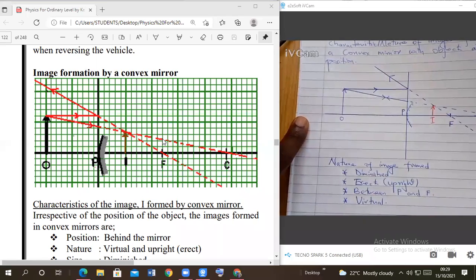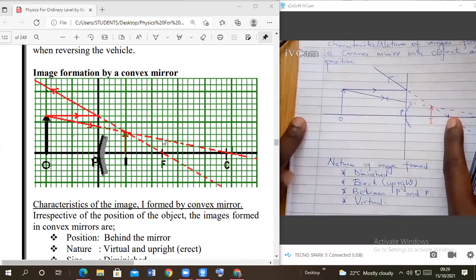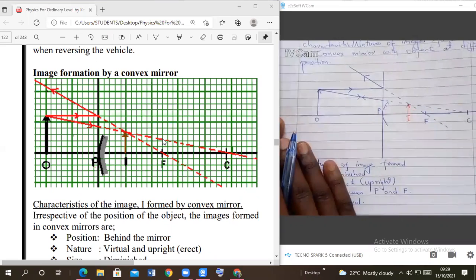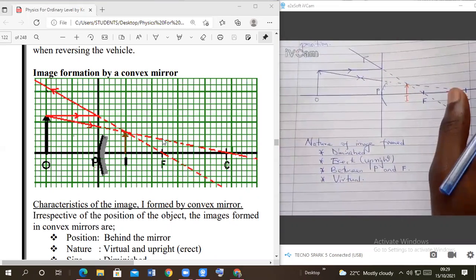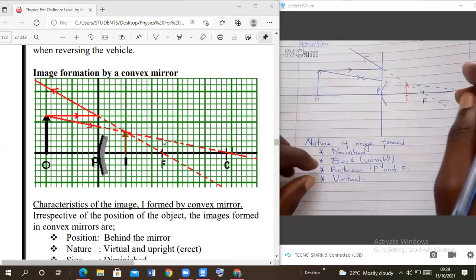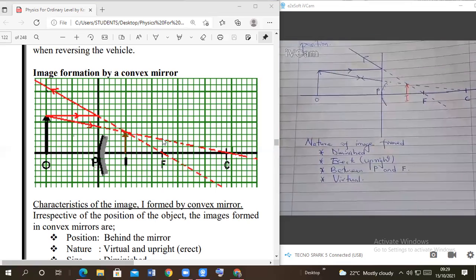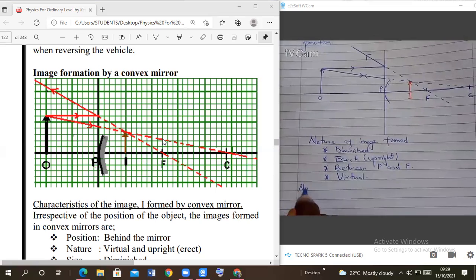It's not like for concave mirrors, where we have to keep track, because for convex mirrors the principal focus and the center of curvature are what? Virtual. They are behind the reflecting surface. So no matter where the object is, this will be the nature of the image formed. The image will still be diminished. The image will still be upright. The image will still be formed between P and F. The image will still be what? Virtual. That's why I was saying, write down a note.